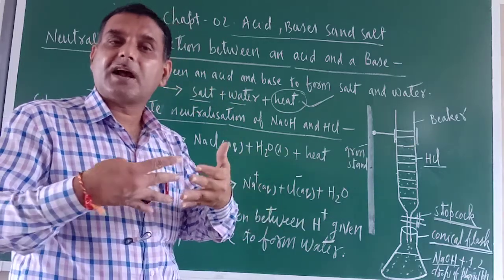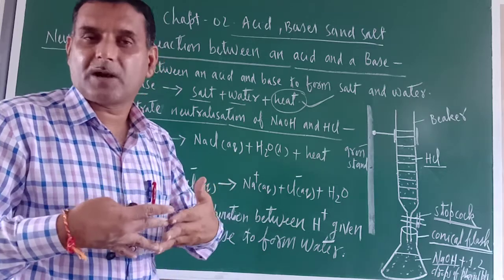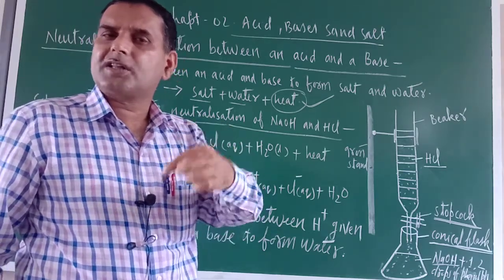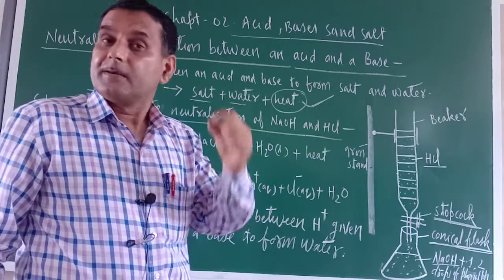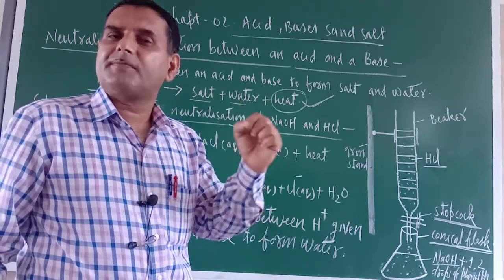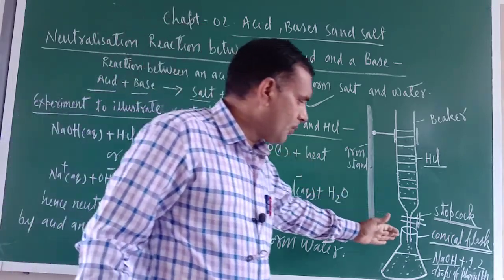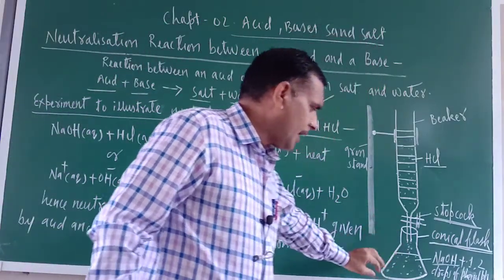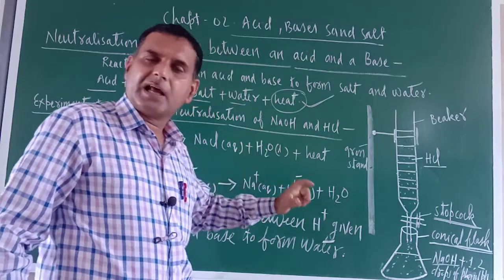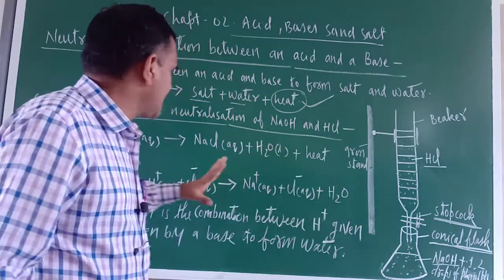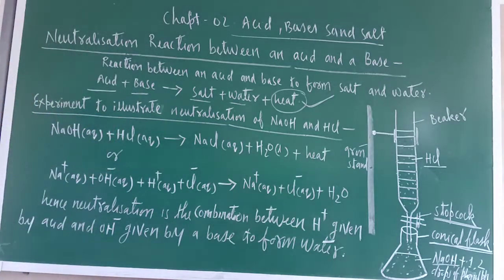Now their amounts are almost equal. Why am I saying almost? Because a little bit of base will be more, then only the pink color will be there, because only in basic medium does phenolphthalein produce the pink color. So now the moment pink color appears, stop the addition. Now neutralization is over.